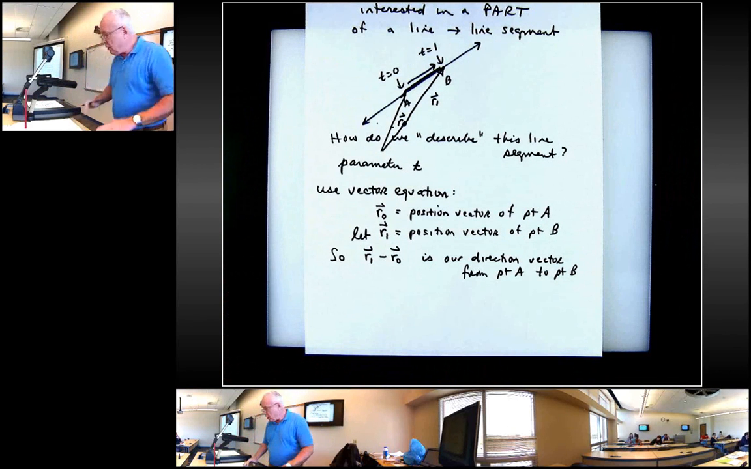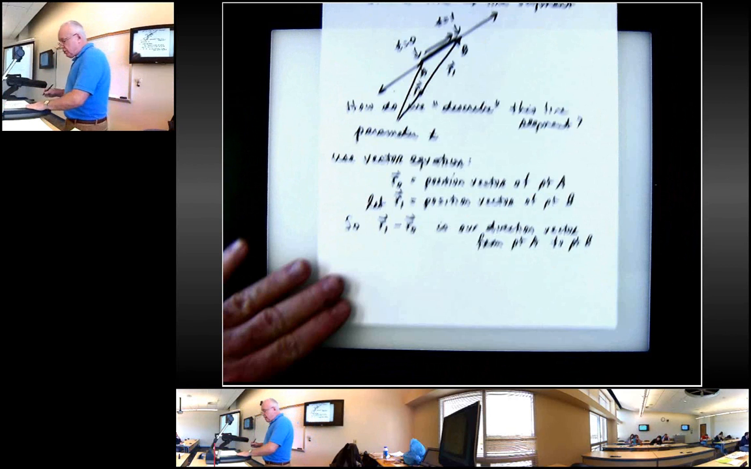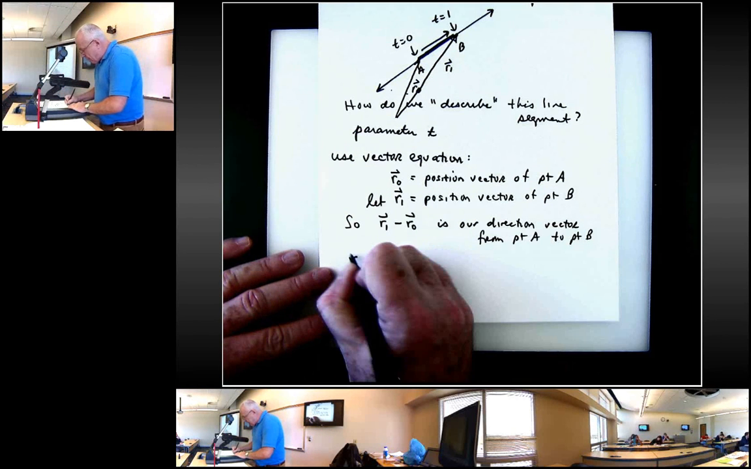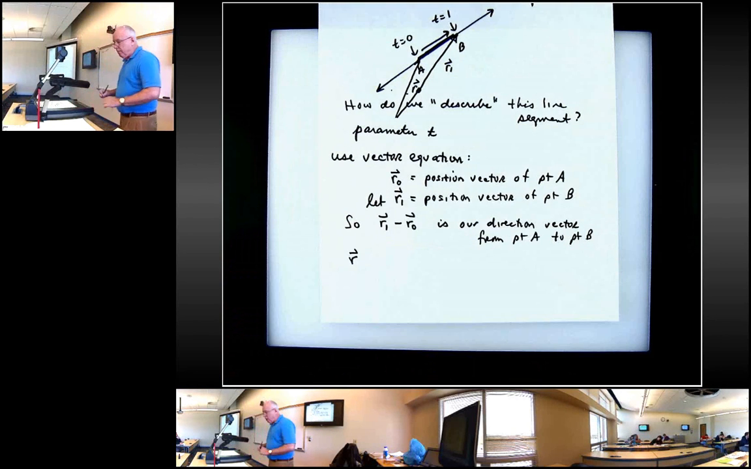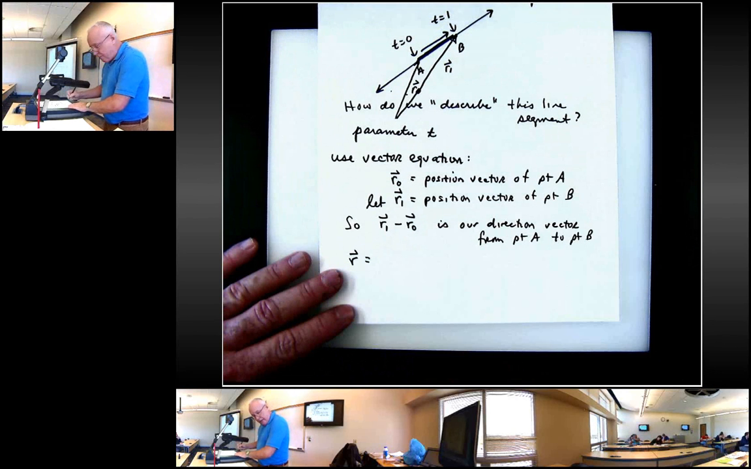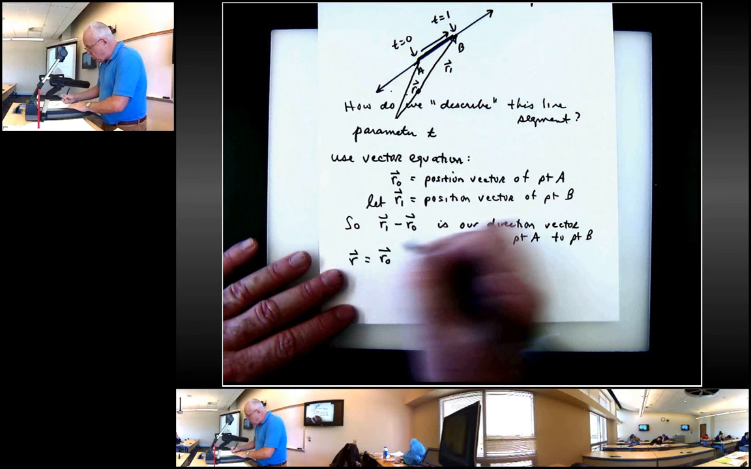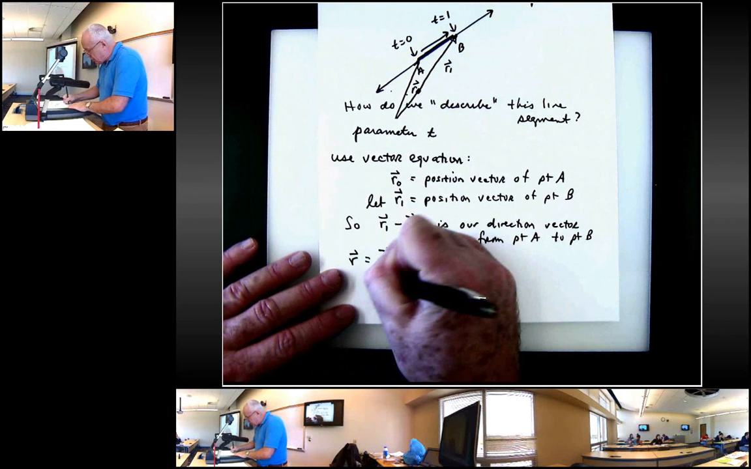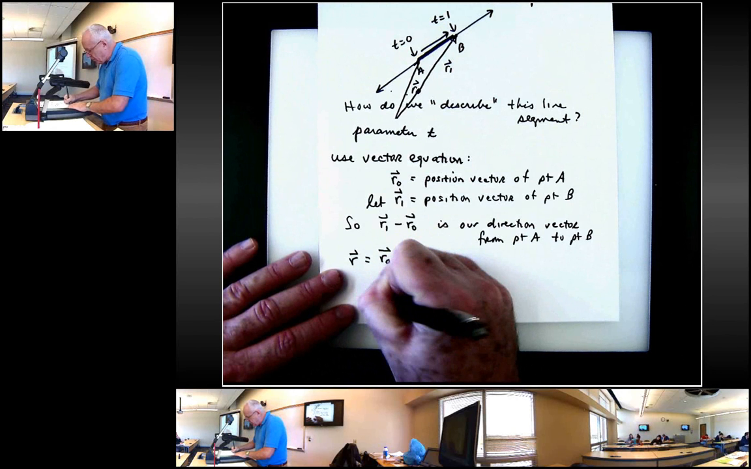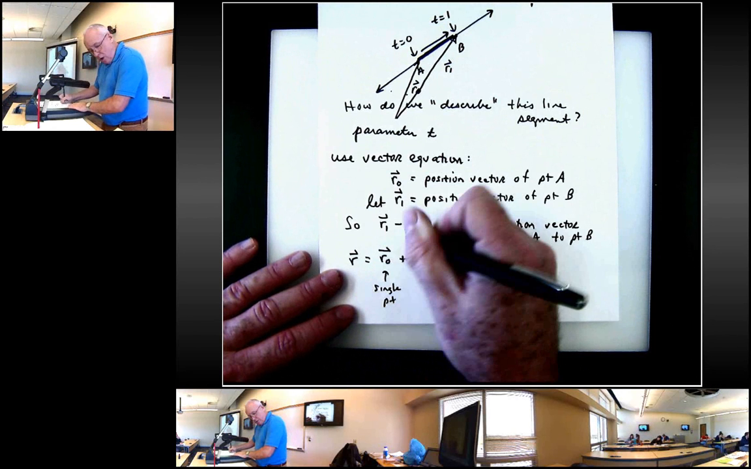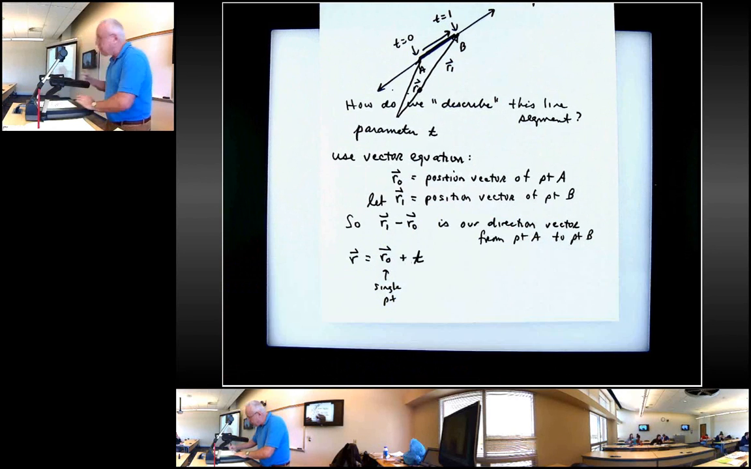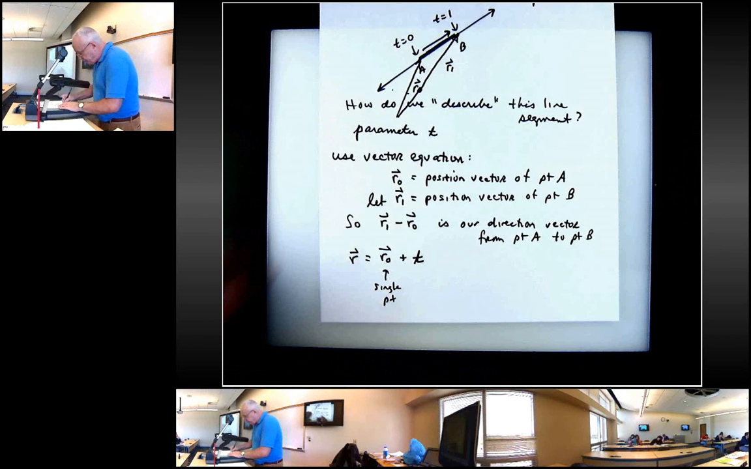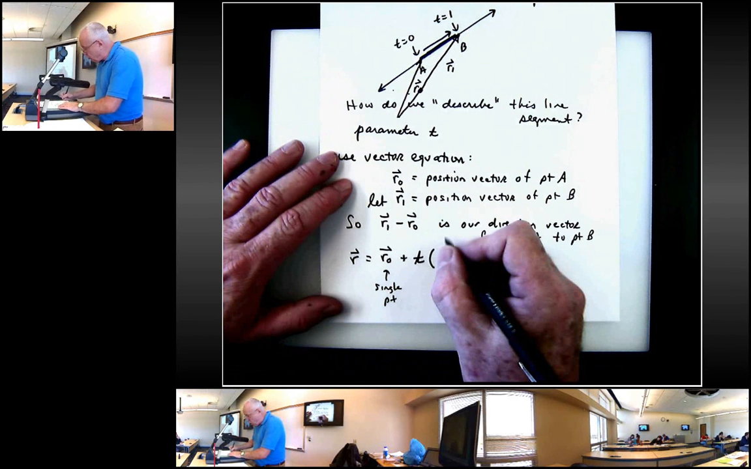Okay. So getting back to the vector equation then, we're going to have our position R. Okay, we're going to have our particular point R naught. This is our single point, plus our parameter T times our direction vector.